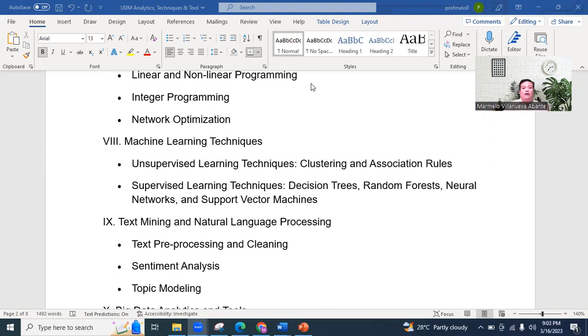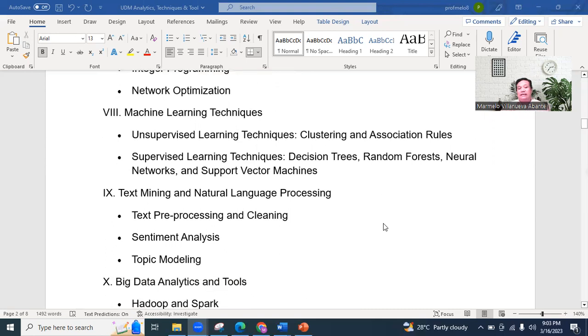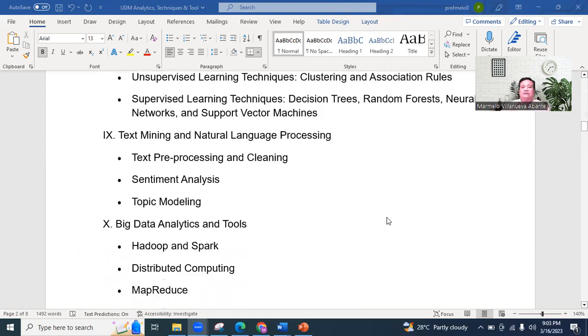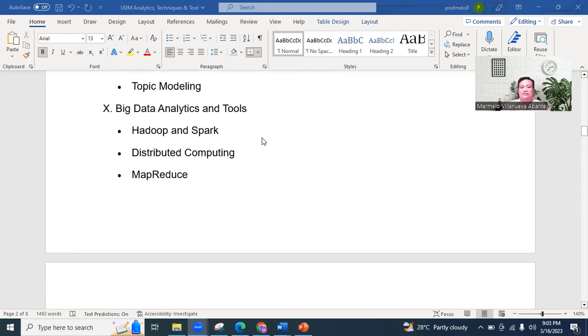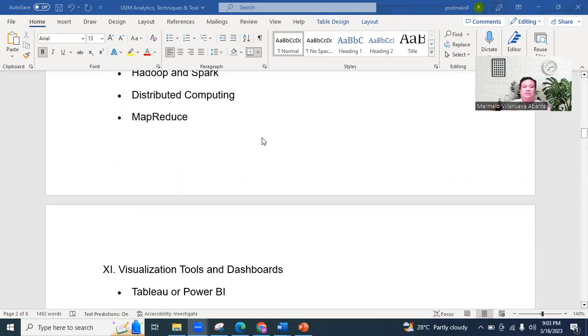Module number 9, focus on text mining and natural language processing. So subtopics, text pre-processing and cleaning, sentiment analysis, and topic modeling. For module number 10, that is big data analytics and tools, Hadoop and Spark, distributed computing, MapReduce.